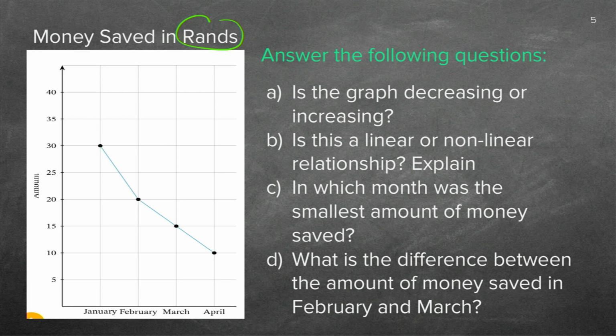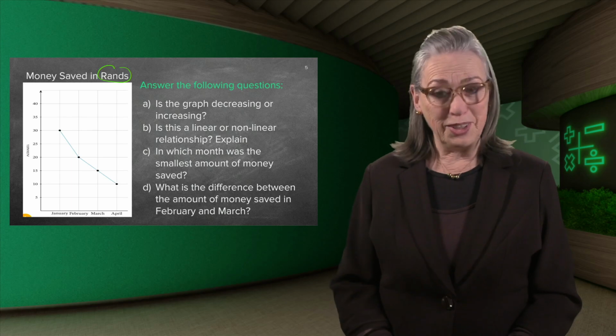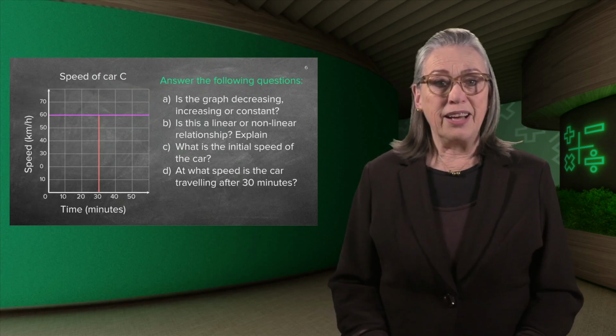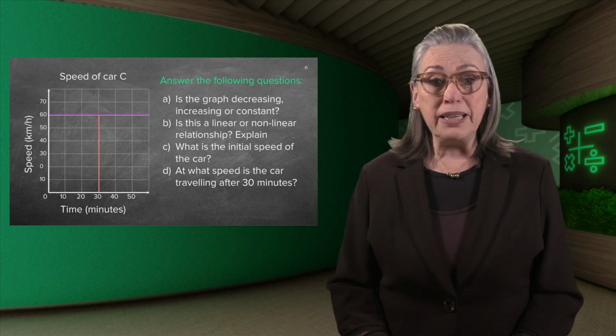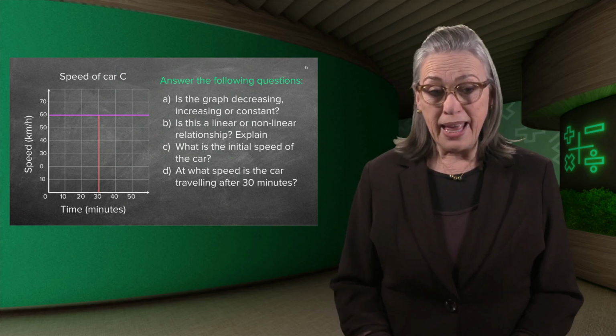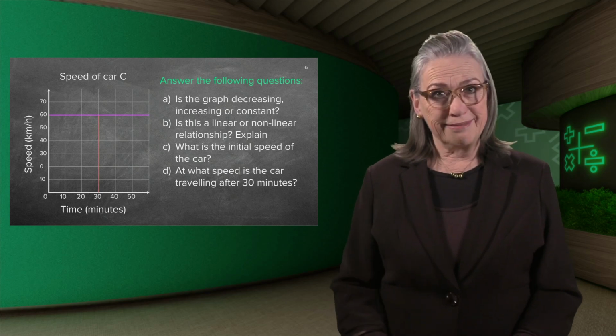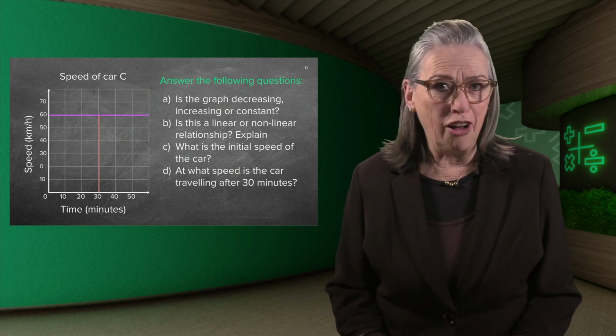Now, what is the difference between the amount of money saved in February and in March? Remember, our unit will be rands, and in February they saved 20 rand, and in March 15 rand. So what is the difference? Correct, 5 rand. Cool, you got that. Right, now this is the speed of a car over a period. So what is happening with this car?